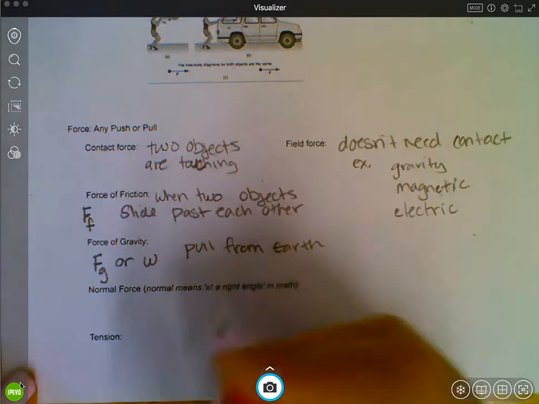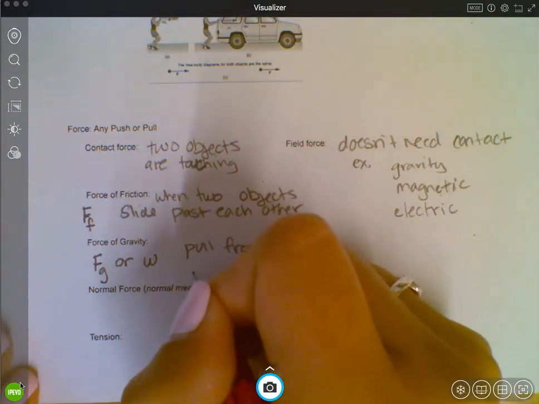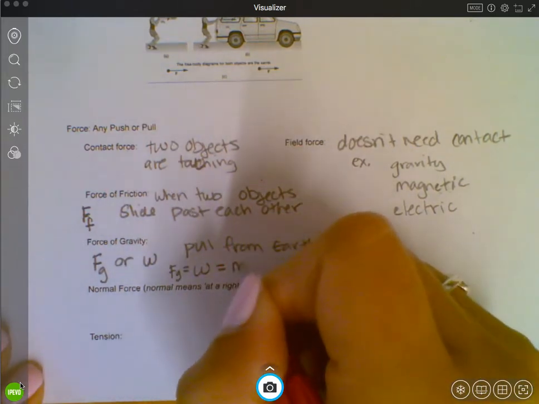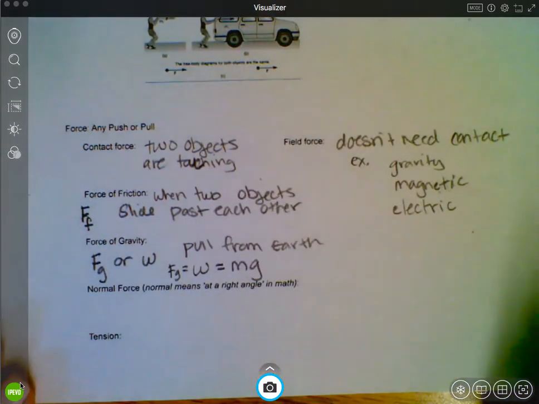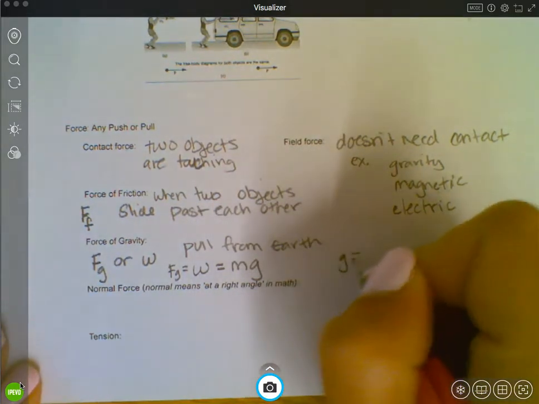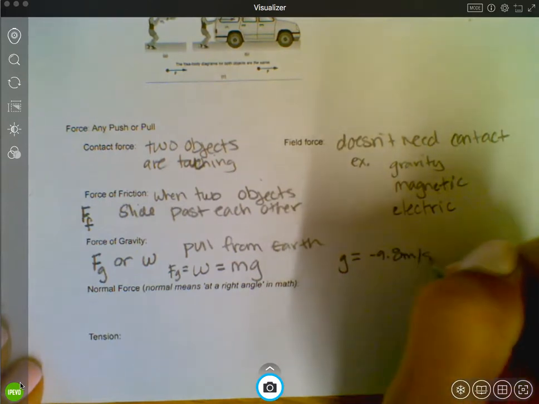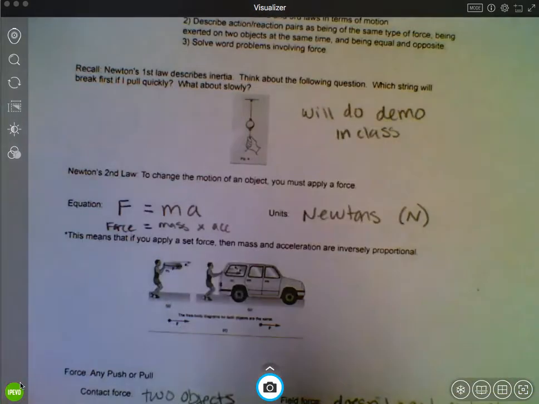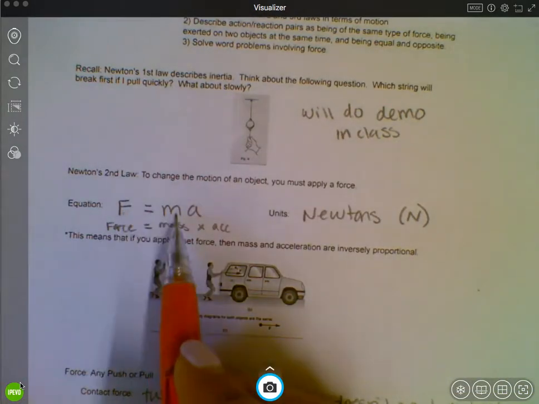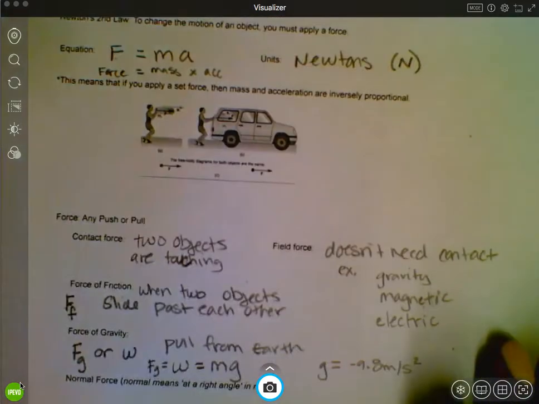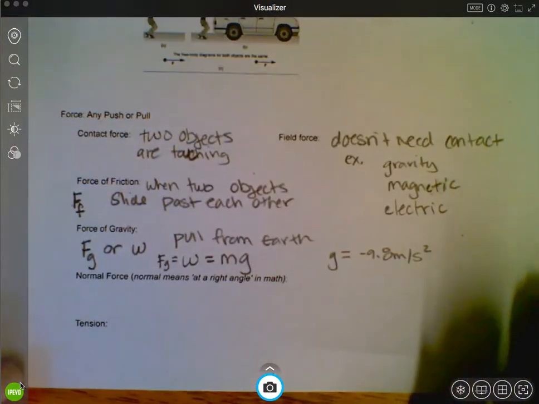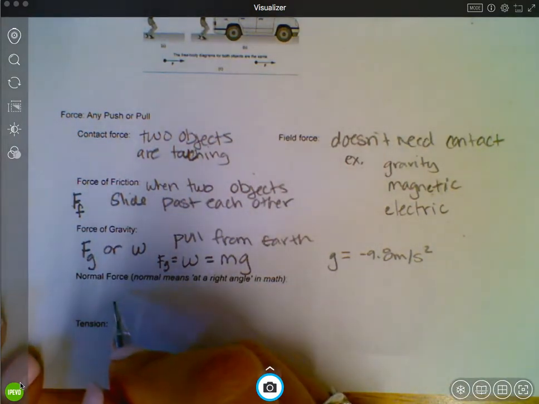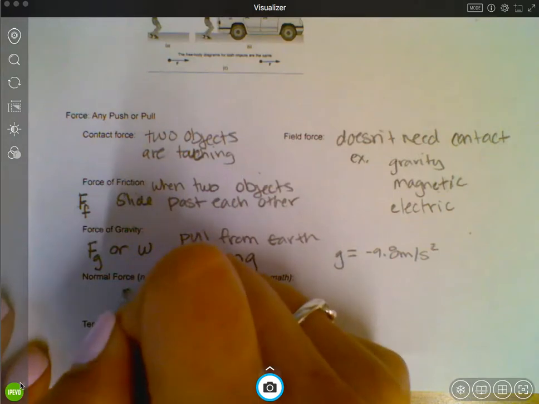What I want to specify here too is that your weight, and we will go over this again, your weight or your force of gravity is equal to your mass times the acceleration of gravity, which is negative 9.8. That's the acceleration of gravity. The force of gravity would be your mass times that, because of this equation. Now the normal force, and I will demonstrate this force when we get to class, is a surface force.